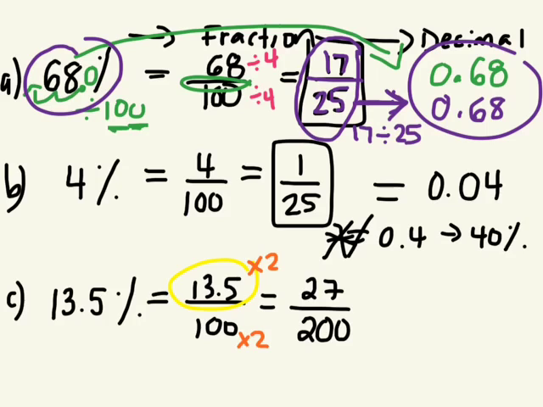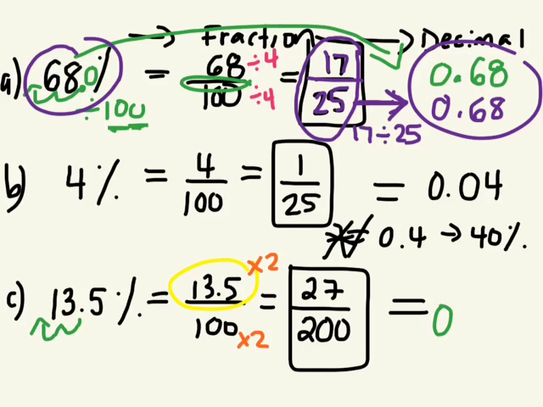Okay, are these equivalent? Yes. What is this as a decimal? Is this in lowest terms, actually? You can do 27 divided by 200 on your calculator, or you can do this mentally. Move the decimal 2 places to the left. So we end up with 0.135. Good.